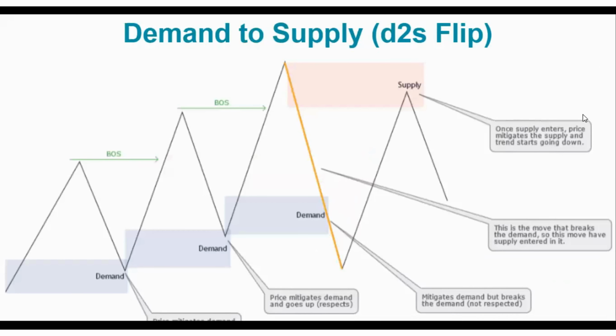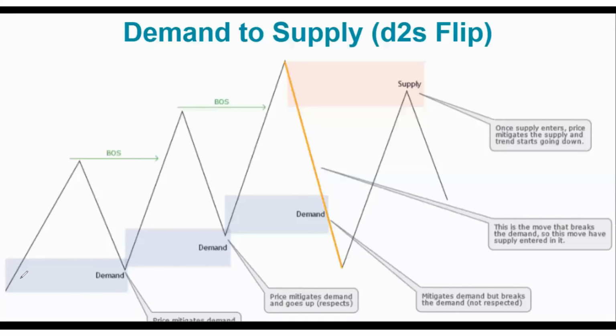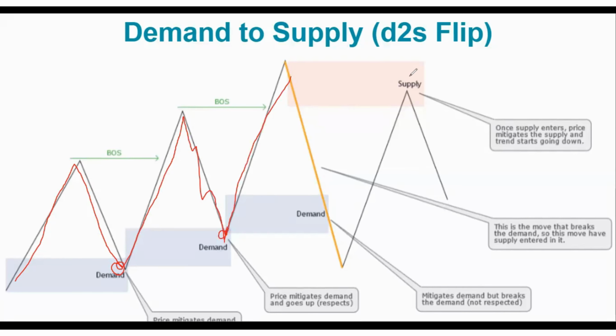Let's also look at the demand to supply flip. Now you see here what's going on. The market is going up in an uptrend here, so we have a clear uptrend. The market is going up, mitigating the demand, creating another high, mitigating the demand, creating another higher high. So we have a clear uptrend. All the demands are getting mitigated.